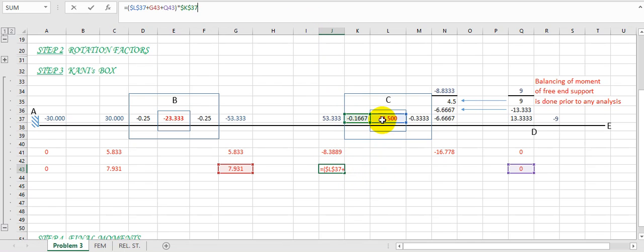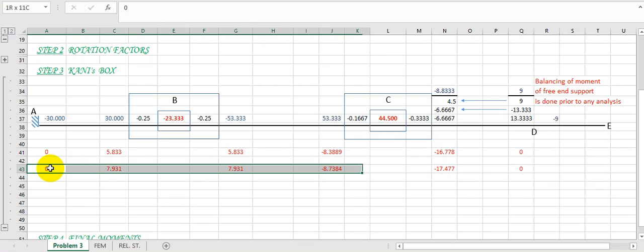This is again summation moment 44.5 plus latest iteration value of left support. For B, the latest iteration value is 7.931, plus latest iteration value of right support, which is 0, into rotation factor of CB, we get iteration value of CB. This is equal to summation moment plus latest iteration value of left support, that is 7.931, plus latest iteration value of right support, that is 0, into rotation factor of CD, we get iteration value of CD. Okay, this is our second iteration completed, the whole thing.